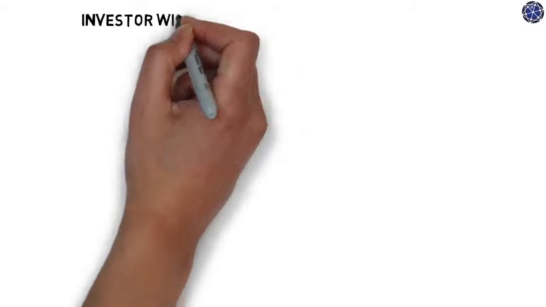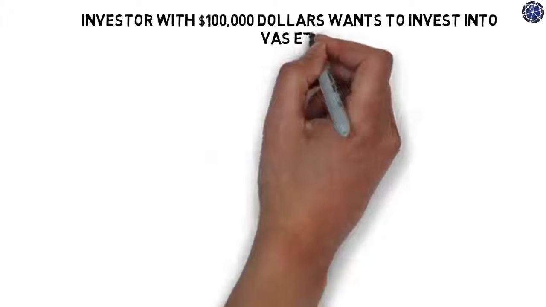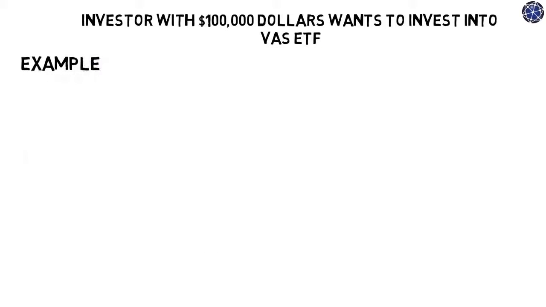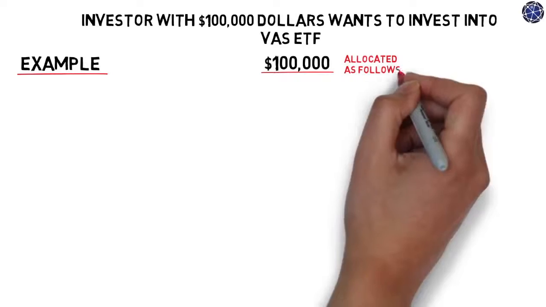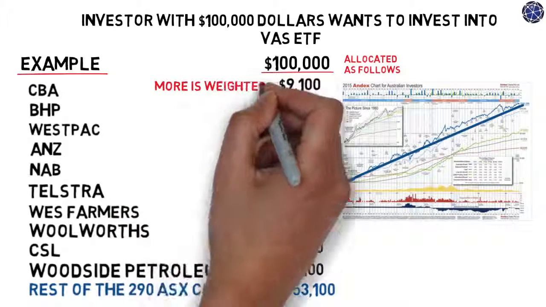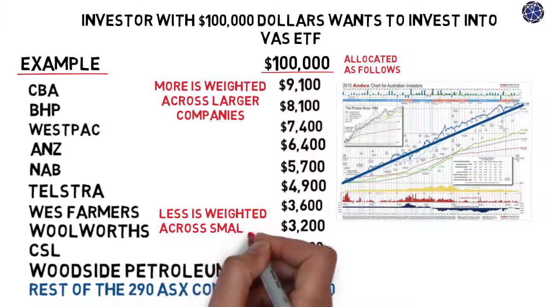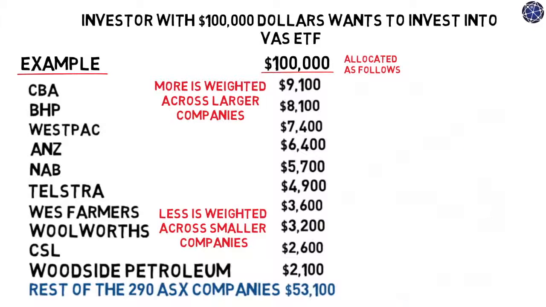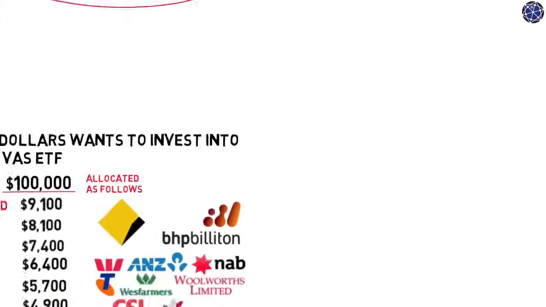Now, say an investor with $100,000 wants to invest into VAS ETF. Here are some examples of how the $100,000 would be split across each share according to its capitalization weighting in the market index, as follows. So we can see then, with one ETF trade, we benefit by gaining exposure and access to a multitude of companies, which instantly diversifies our portfolio and helps reduce specific company risk.